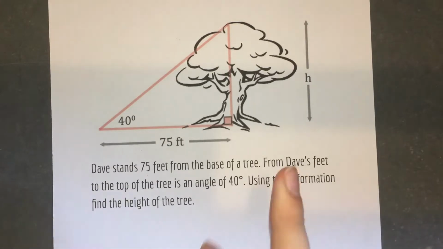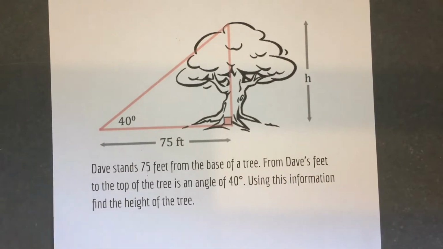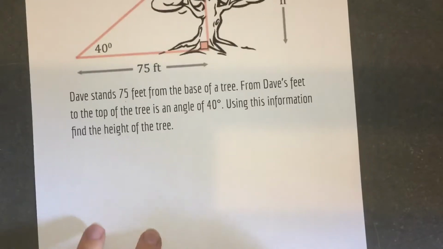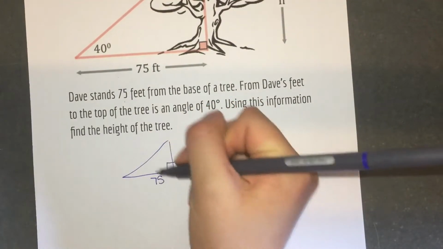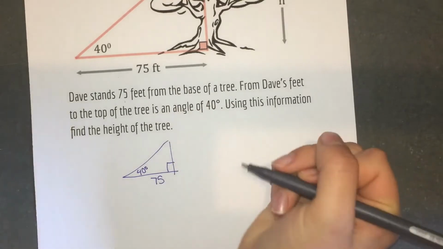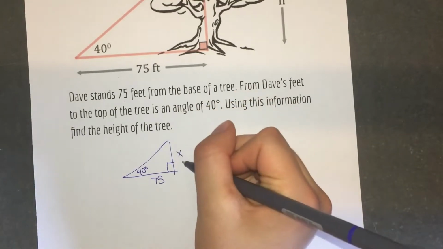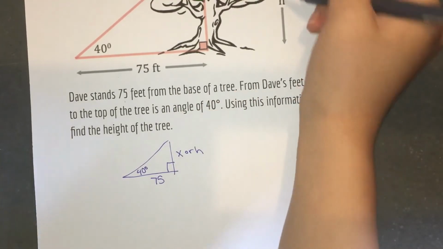This last problem is a word problem. You'll see these quite often. So it says, Dave stands 75 feet from the base of a tree. From Dave's feet to the top of the tree is an angle of 40 degrees. Using this information, find the height of the tree. I like to rewrite my triangles. You don't have to if you don't want to. So we're trying to find this side right here. It's X or H. They have H.